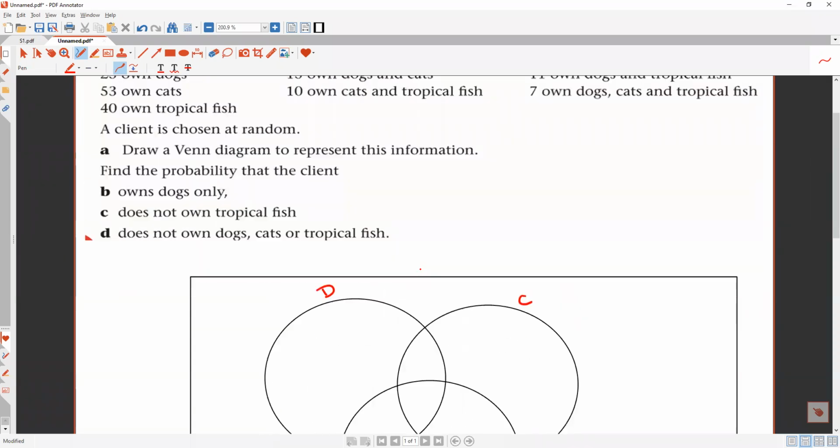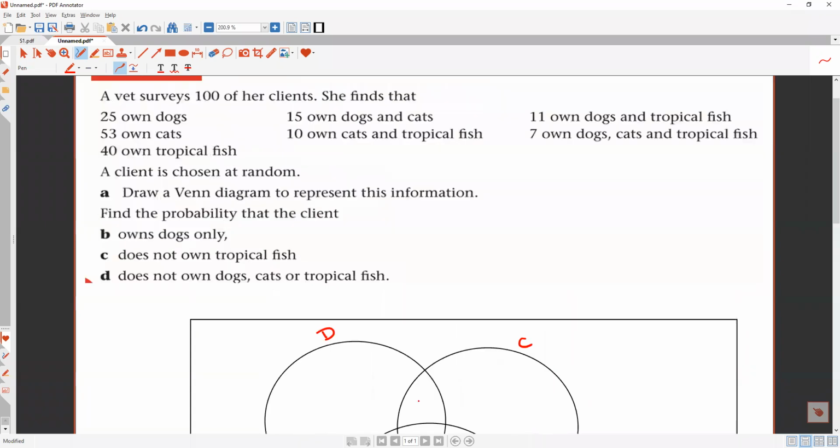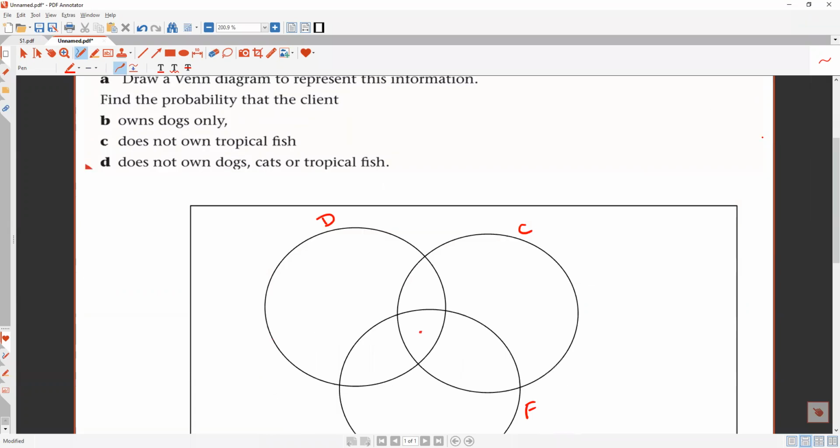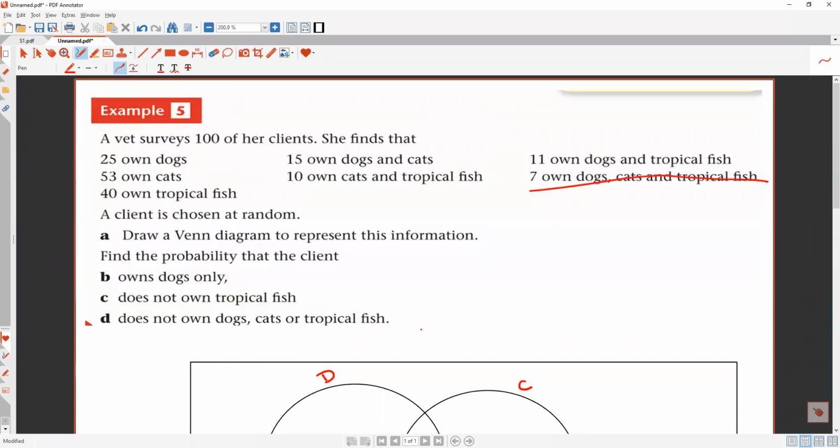Fine. The first thing you always find is the common one, like 3. Who has all 3? So they said 7 own dogs, cats, and tropical fish. So 7. Always find this one first. All common, always find that first. Okay, now a client is chosen at random. Now draw a Venn diagram.